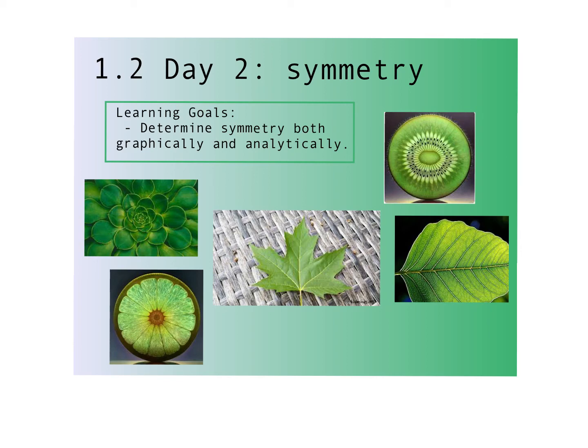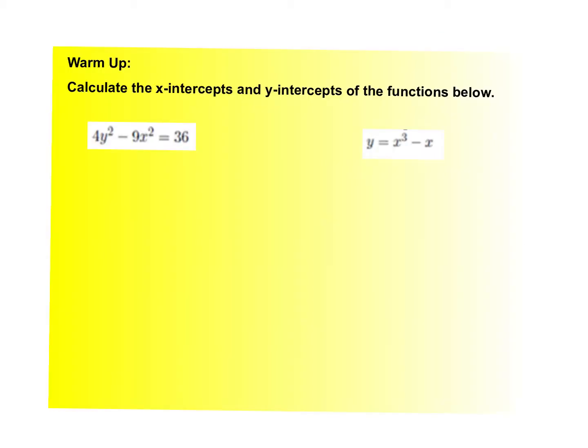Hi everyone, in this video we're going to go over 1.2 day 2 in which we test relations for symmetry, both graphically and analytically. One skill that we're going to bring back today that will help us in testing for symmetry is finding the intercepts of functions and relations. So we're going to go through that in a few examples here, looking for both the x-intercepts and the y-intercepts.